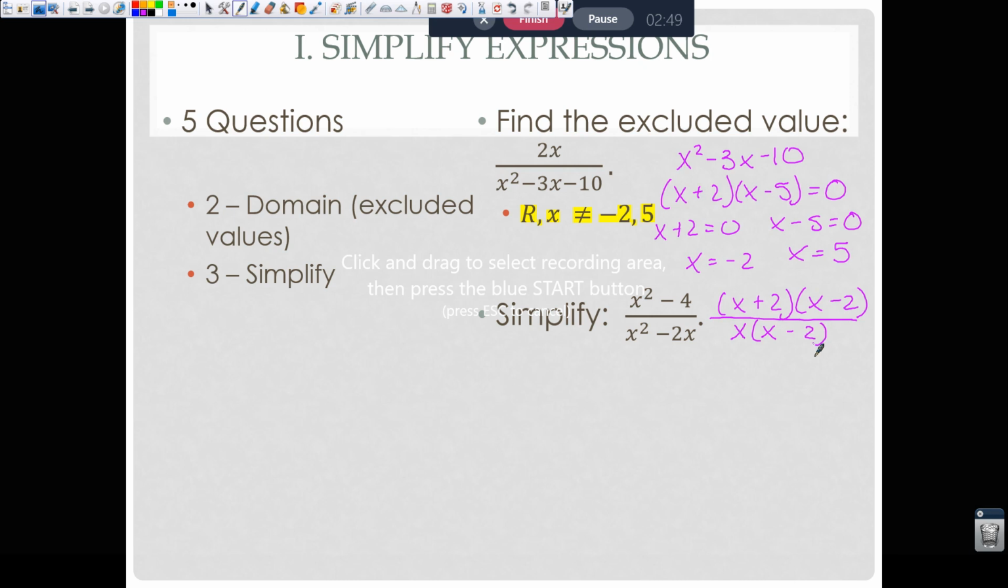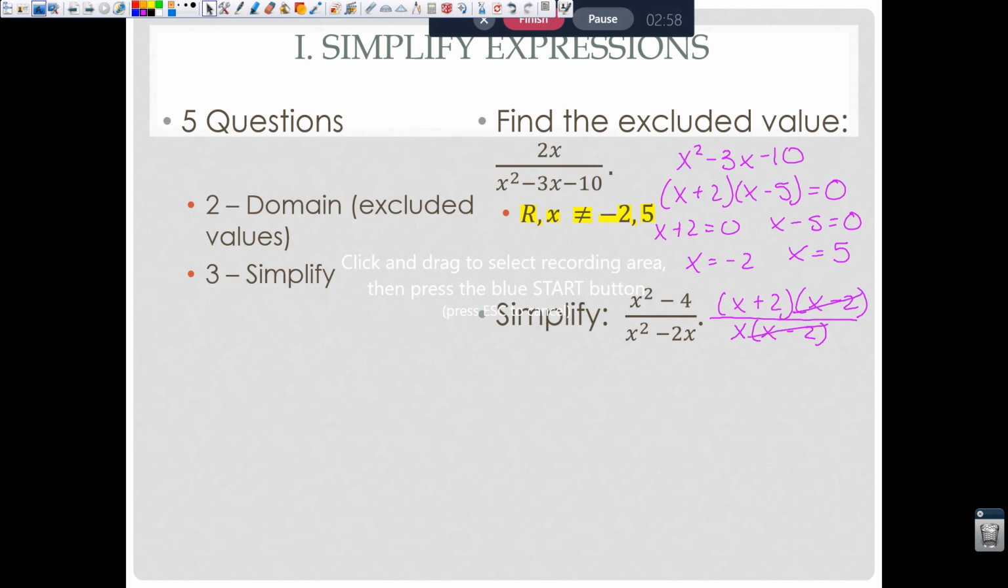Okay, if there's anything that's on top that is the same on the bottom, we can cancel them out. So I am left with x plus 2 on top and x on the bottom.